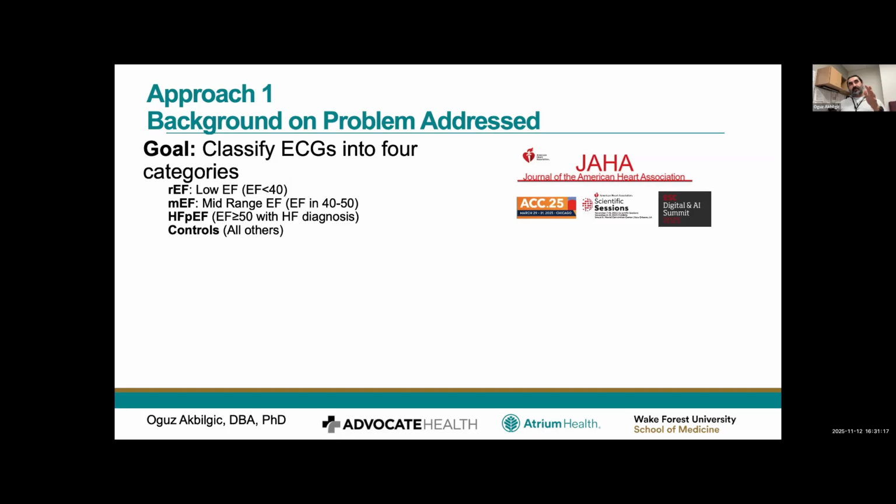Anyway, if it is more than 50%, it is preserved. More than 50% of the blood is pumped and everything may look normal, but you may still have heart failure, which is called heart failure with preserved ejection fraction, HFpEF. Or of course, your EF is more than 50 and you don't have heart failure, then you are in the control group. So as you can see, there is no gap. Anybody can be assigned to one of those categories.